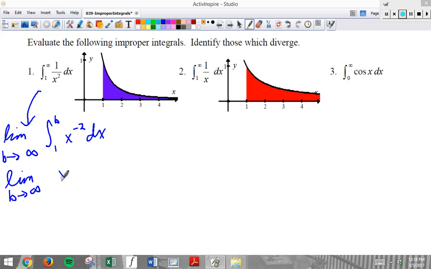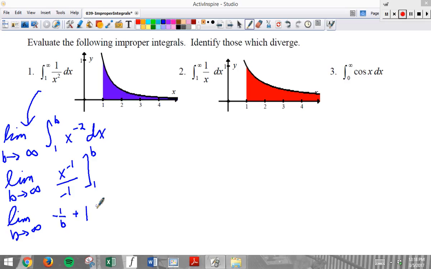Reverse power rule. Divide by the new power. Evaluate it from 1 to b, b going to infinity. Plug in the top bound, I would get negative 1 over b. Plug in the bottom bound, plus 1.